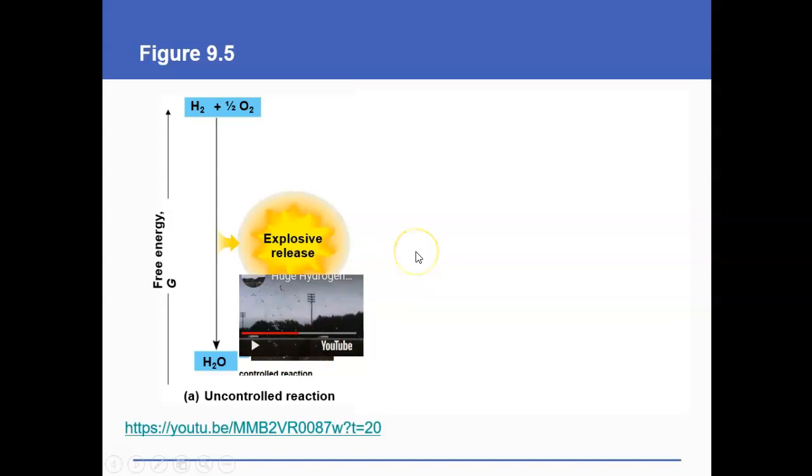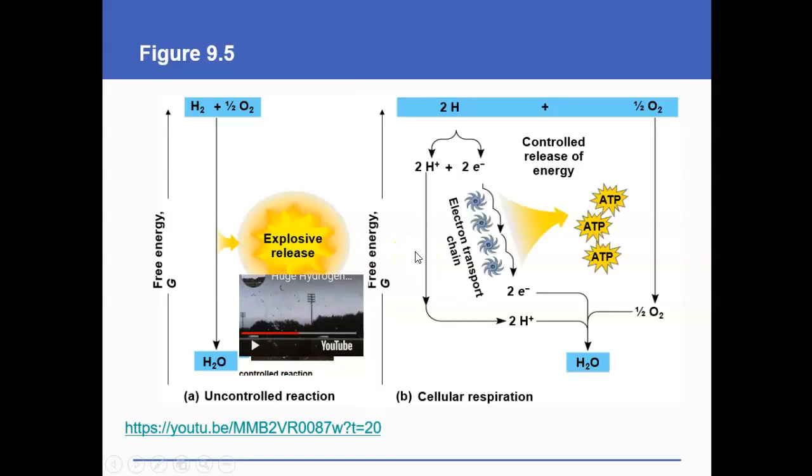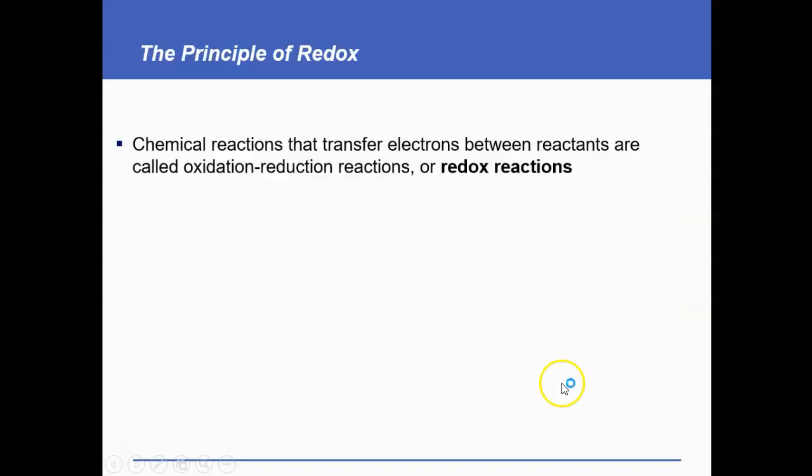Now, do you think that's what's happening in our cells? Of course not. The whole point of cellular respiration is to take that energy and, instead of letting it go in one big kaboom, to harvest it in little incremental steps to get the most energy out that we can. And so that's really describing cellular respiration.